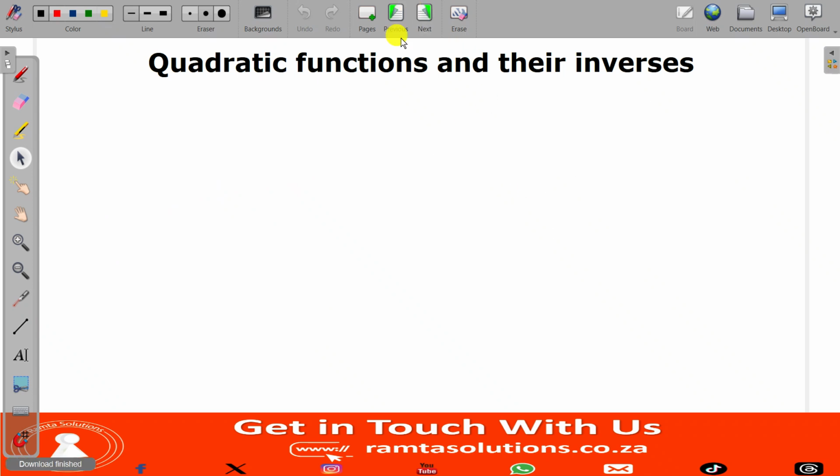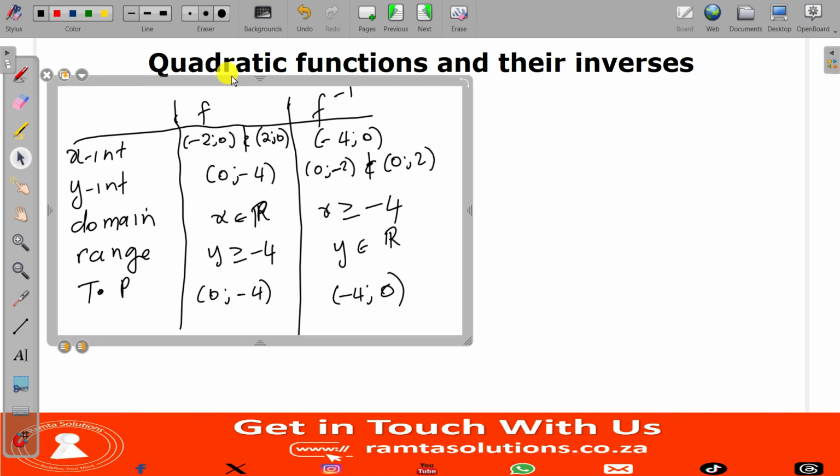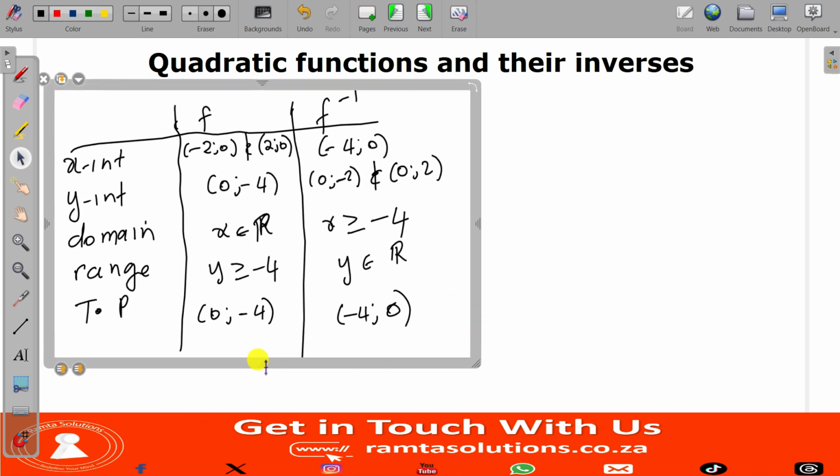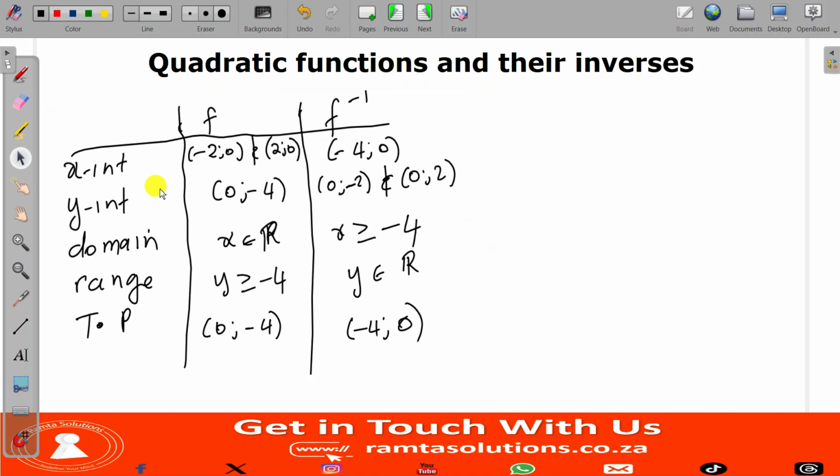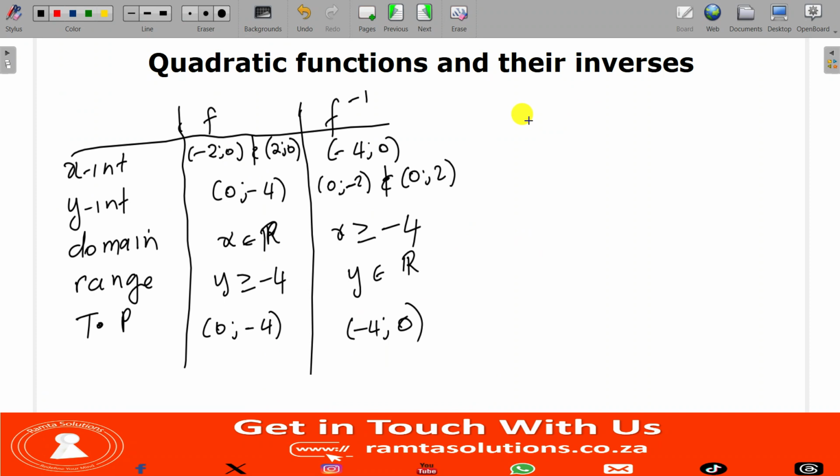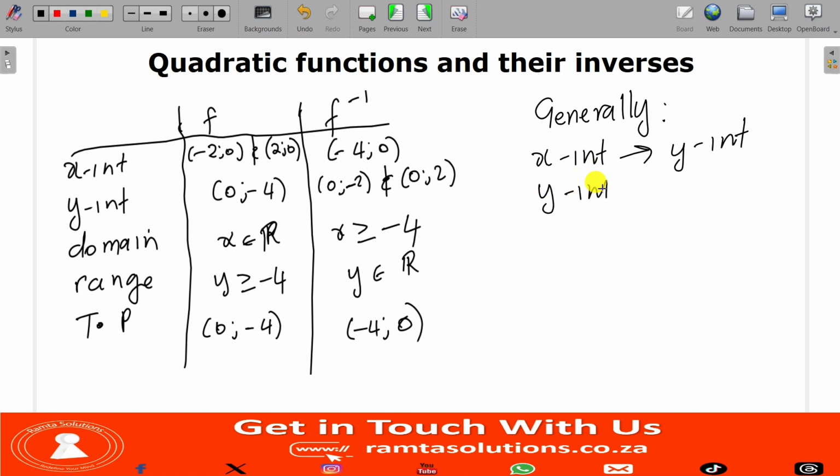Okay? I want you guys to look at this. I'm going to use it now here. Okay, what do you see, guys? Again, so generally, x-intercept will become y-intercept. Remember, you just swap the values, guys. Let's look at the y-intercept. Y-intercept will become the x-intercept. Do you see this?